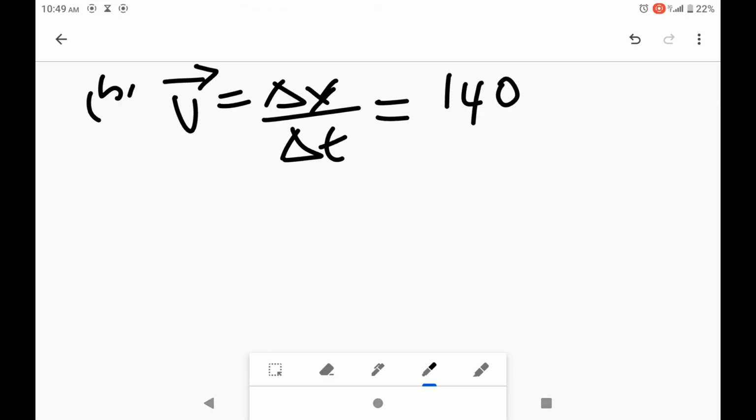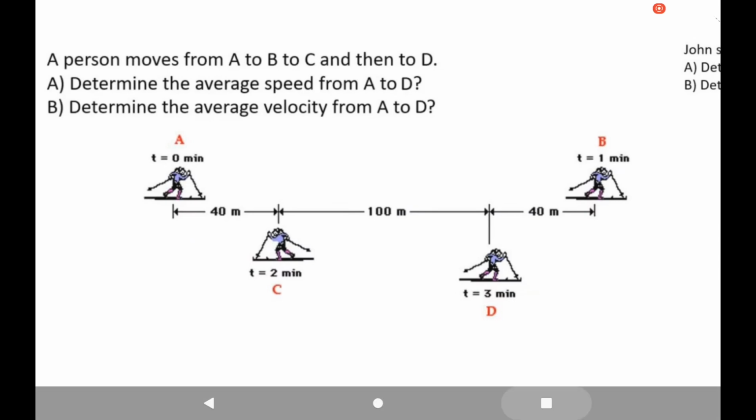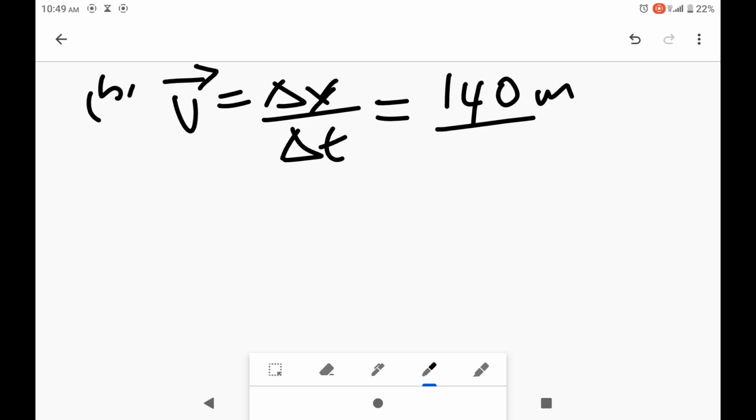140 meters divided by time. Time is still the same from A to D. You can see it covered 3 minutes, and that's 3 minutes times 60, which is 180 seconds. And your average speed is going to be 140 divided by 180.